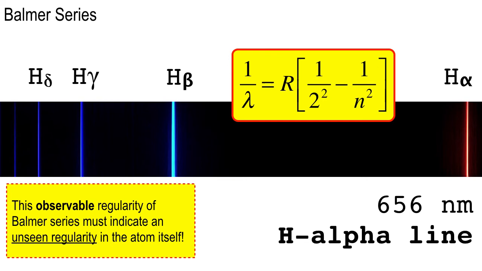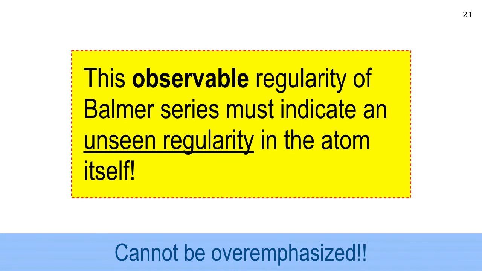So here's kind of a wrap on the Balmer series. The observable regularity of the Balmer series must indicate some unseen regularity in the atom itself. And that concept, my wonderful students, cannot be overemphasized. The fact that there's a numerical pattern, that's like Galileo's conviction that the universe is an open book written in the language of mathematics. So Balmer figured out one of the mathematical sentences of the universe. And so that must correspond to some F equals MA or some kind of EPE question or rule, all right? And that's what we're going to try to tackle today.